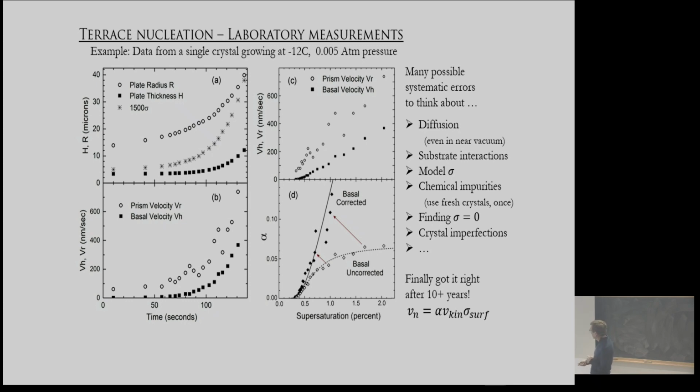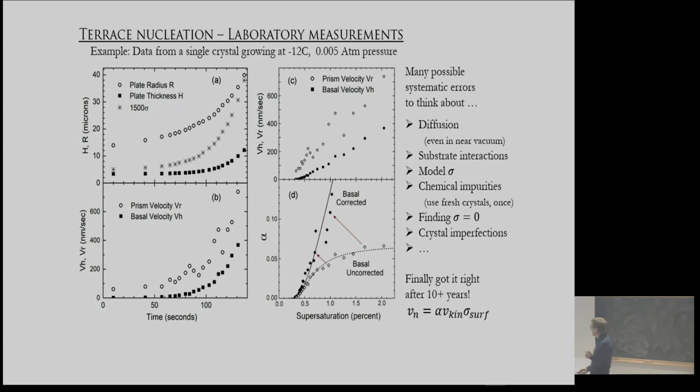Then we can take these velocities as a function of time, and we know what supersaturation is as a function of time, so we can look at the velocity as a function of supersaturation, and you get some curves. Then you plug that into the formula, and you get alpha as a function of supersaturation. That gives this curve for the basal down here.